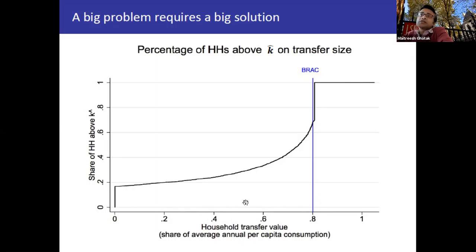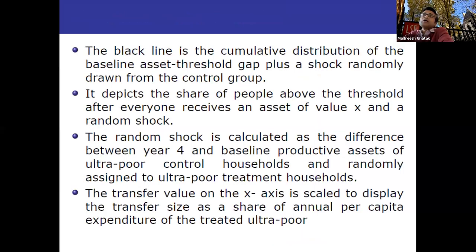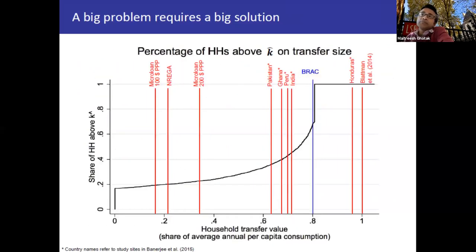And then using this distribution, we are asking the question: with this average transfer, how many would cross the threshold that we identify? We can see that if it's a relatively small amount, then only 20% would cross the threshold and go on with a positive accumulation cycle. And the larger the asset amount is, the larger the fraction of people who would be able to take advantage of this.